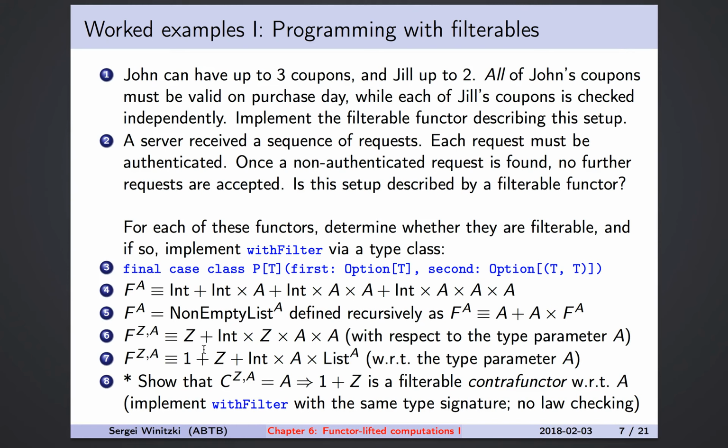The second example is that we imagine that there's a server that receives a sequence of requests, and each request must be authenticated. Now, there's a special logic that once a non-authenticated request is found, the server accepts no further requests. How shall we describe this with a functor, and how shall we make that functor filterable, if possible?